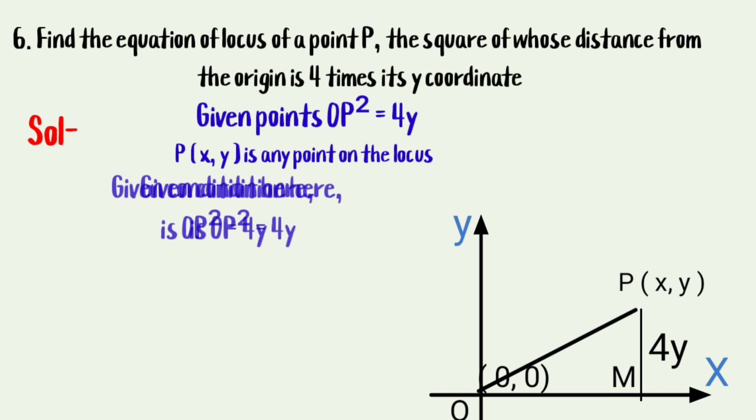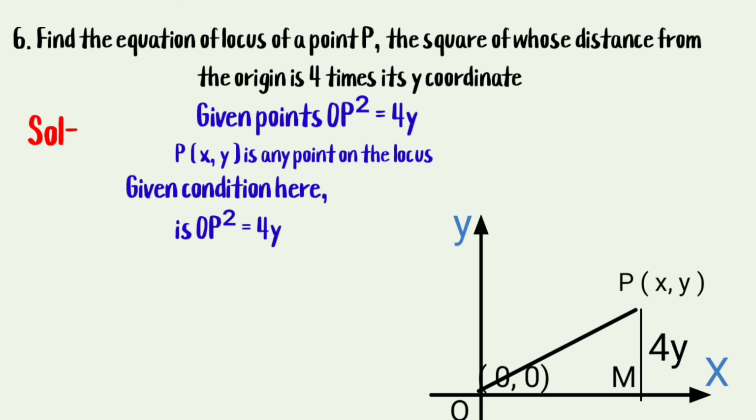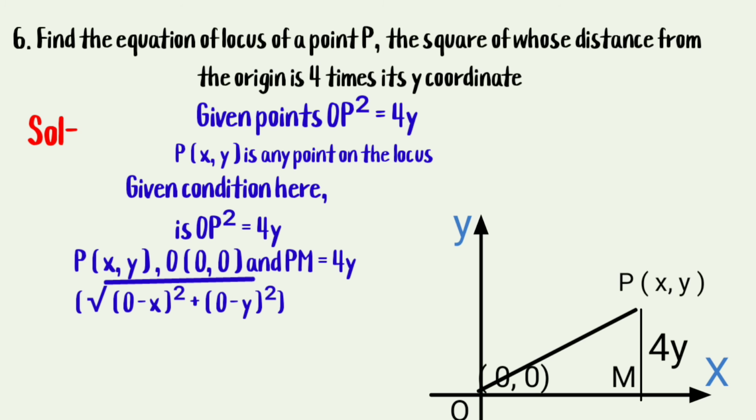The given condition here is OP square is equal to 4y. So P(x, y), O(0, 0), and OP square is equal to 4y. So we substitute the points in the distance formula. We get the square root of (0 minus x) whole square plus (0 minus y) whole square, whole squared, is equal to 4y. Here the root and square get cancelled. So we get (0 minus x) square plus (0 minus y) square is equal to 4y.